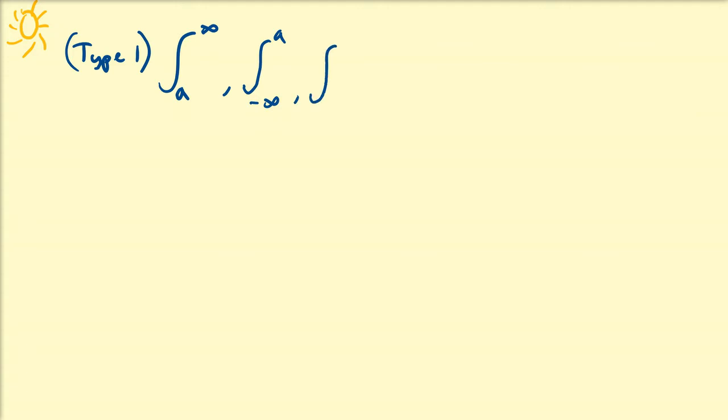Hello there, and in this video we're going to continue our discussion of improper integrals. Let us first discuss the different types that we have discussed so far. The first type of improper integrals are ones of the form the integral from a to infinity, the integral from minus infinity to a, and the integral from minus infinity to infinity. And here a is some finite number of f of x dx.